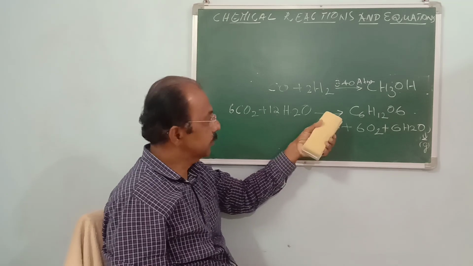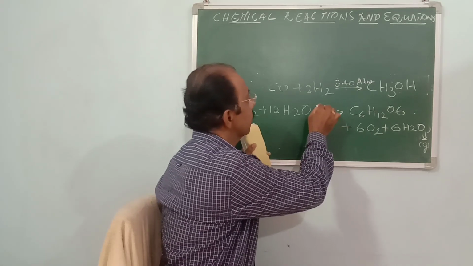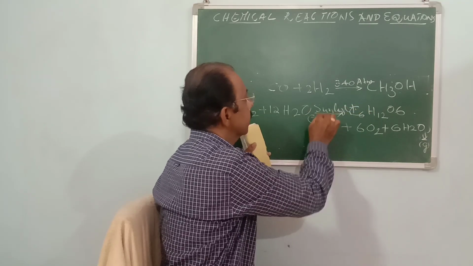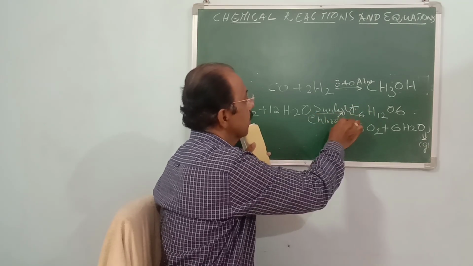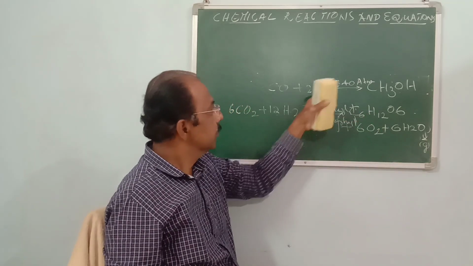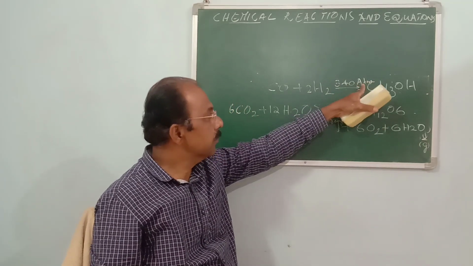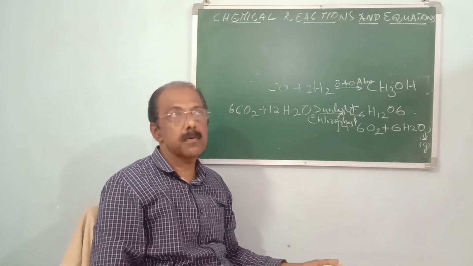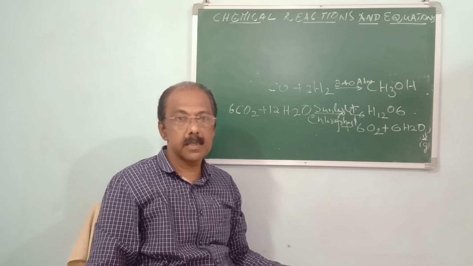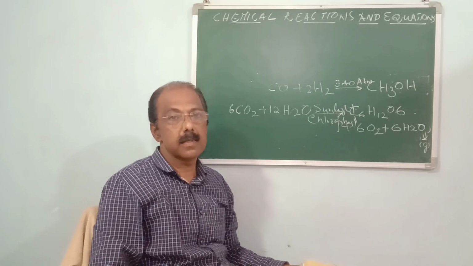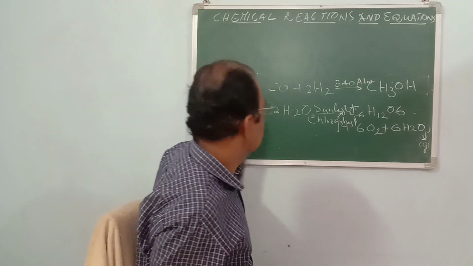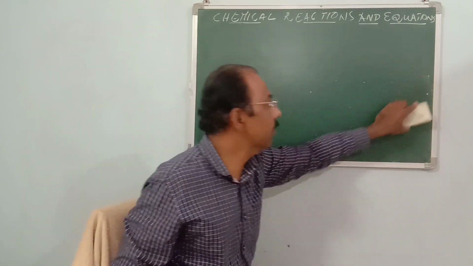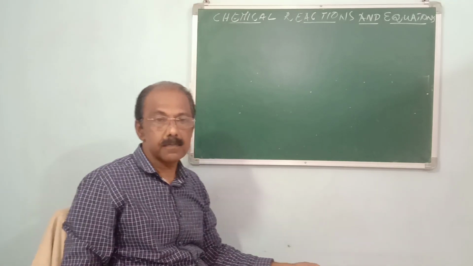This reaction occurs, as I told earlier, with two conditions required. One is sunlight and the other one is chlorophyll. So here, pressure, sunlight and chlorophyll are the conditions required for chemical reactions. We can represent them also in chemical equations, above the arrow mark or below the arrow mark.